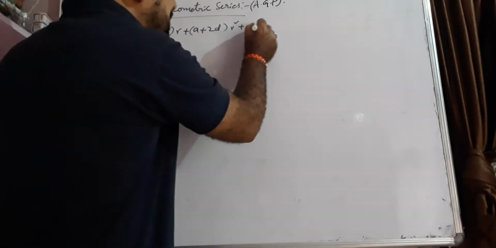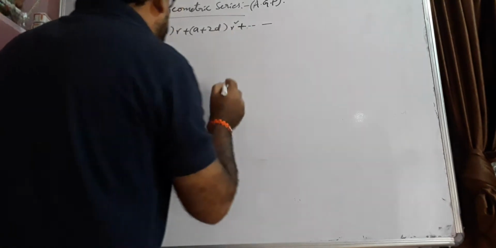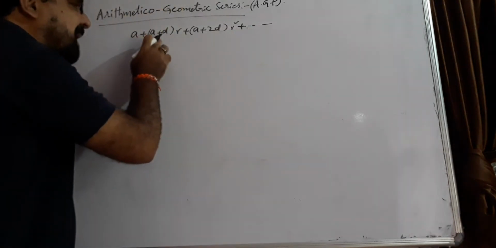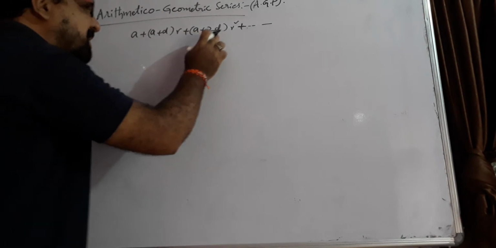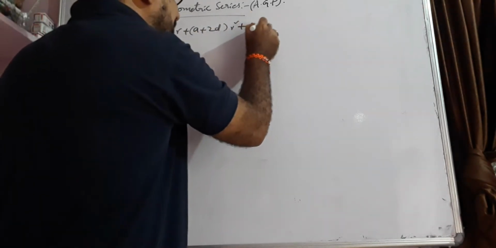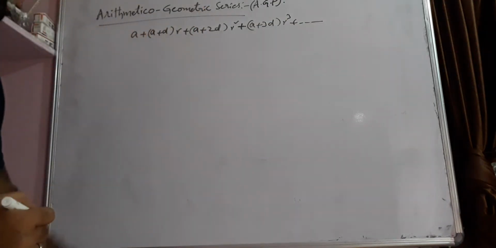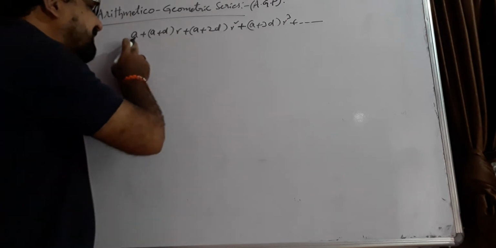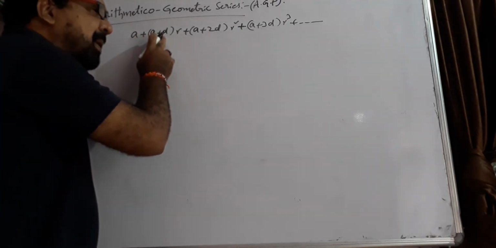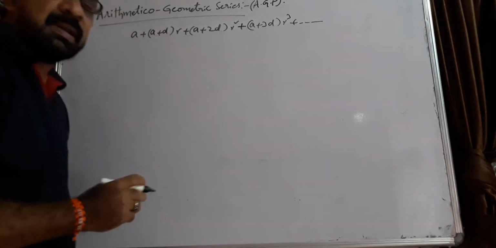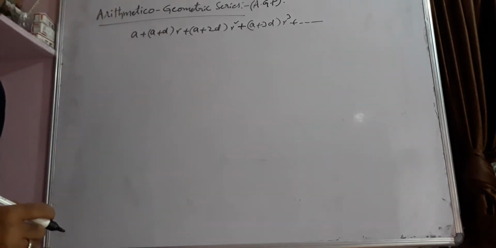See here, the first term is A, the second term is A plus D into R, then A plus 2D into R square, A plus 3D into R cube, and so on. The number of terms will be infinite. Here A is the first term, D is the common difference of the AP, and R is the common ratio of the GP.